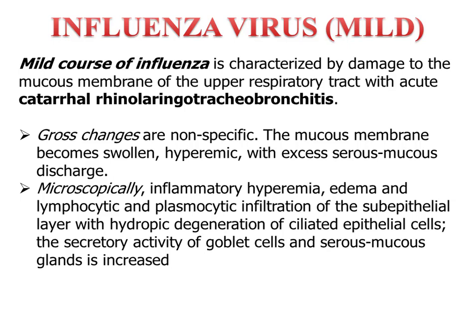The gross changes are non-specific. The mucous membrane becomes swollen, hyperemic with excess serous mucus discharge. Here you need to remember that inflammation in mild course of influenza is catarrhal, meaning the mild type of inflammation associated with excessive secretion of mucus and leakage of the mucus from the surface of the mucous membranes. Microscopically, we can see inflammatory hyperemia, edema, and of course some lymphocytic and plasmacytic infiltration of the subepithelial layer with hydropic degeneration of ciliated epithelial cells. The secretory activity of the goblet cells and serous mucous glands is increased, again due to the catarrhal type of inflammation.